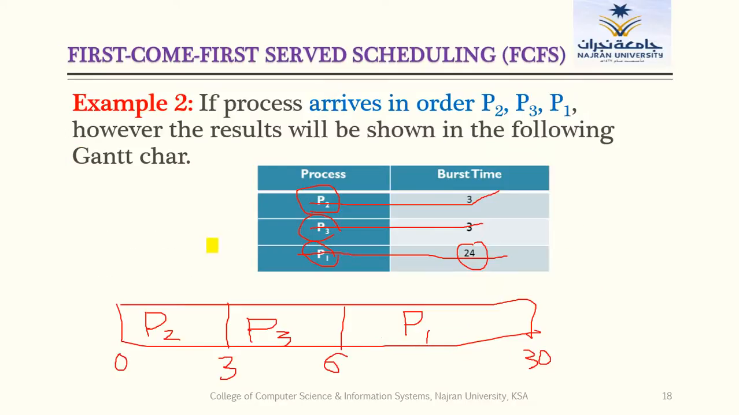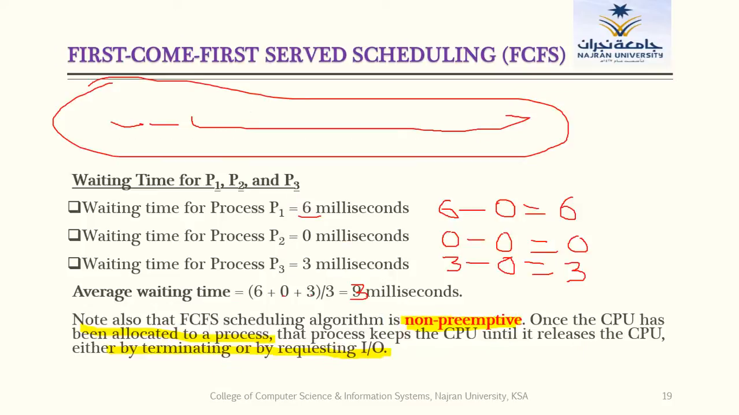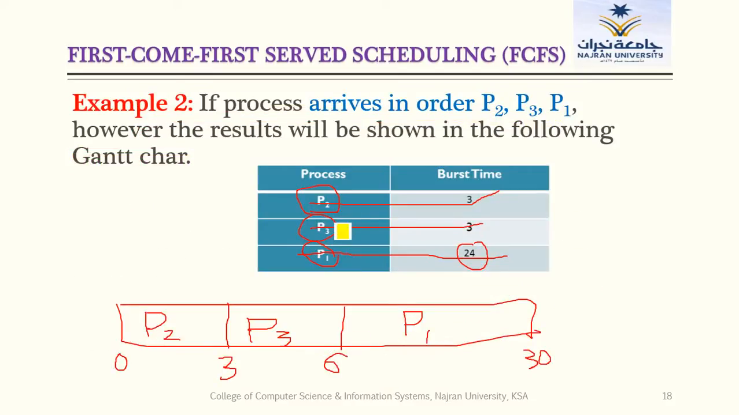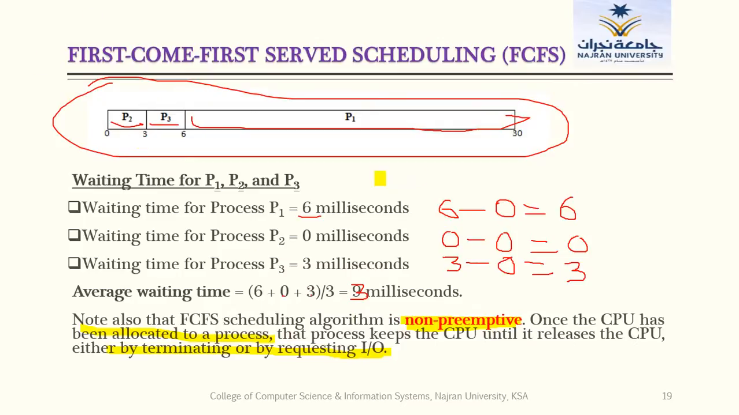Then we have seen that if we change the order, it will also affect the waiting time. At first, when the order was P1 first, P2 second, P3 third, the average waiting time was 17 milliseconds. But when we changed the order, executing P2 first, then P3, then P1, the waiting time changed. You have seen the burst time for each process is the same. We did not change this, we just changed the order.